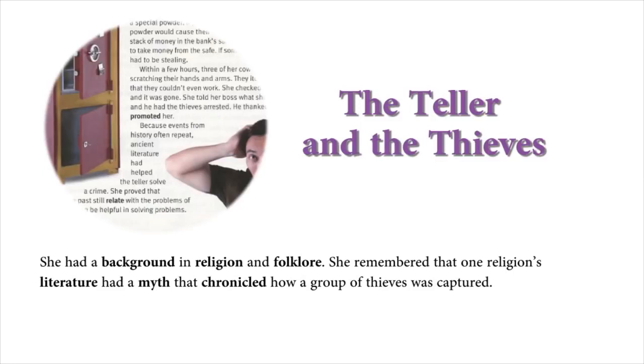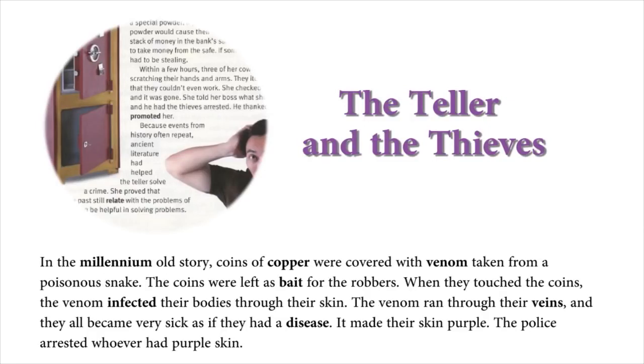She remembered that one religion's literature had a myth that chronicled how a group of thieves was captured. In the millennium-old story, coins of copper were covered with venom taken from a poisonous snake. The coins were left as bait for the robbers. When they touched the coins, the venom infected their bodies through their skin. The venom ran through their veins, and they all became very sick, as if they had a disease. It made their skin purple. The police arrested whoever had purple skin.